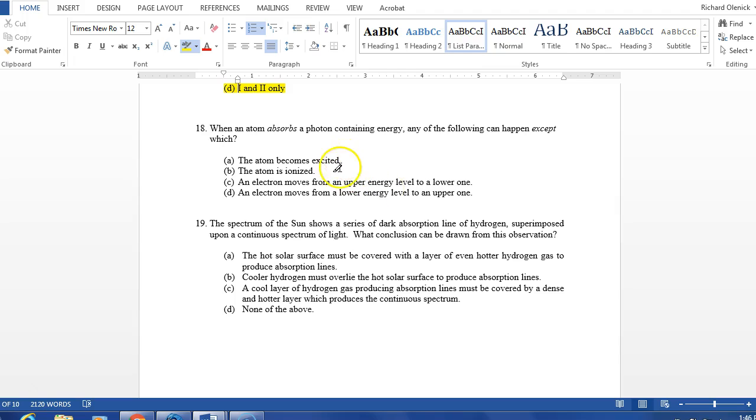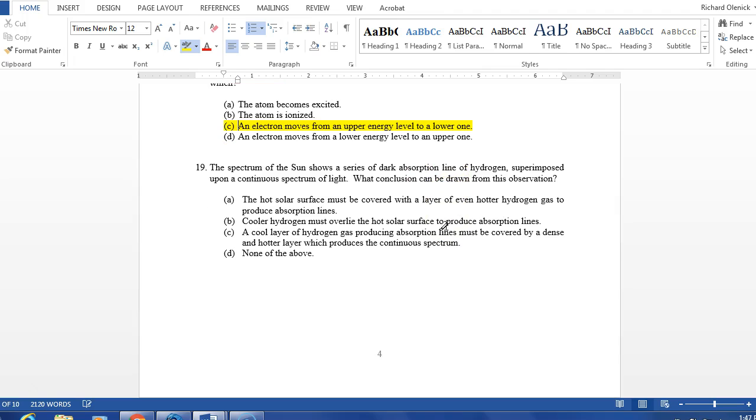When an atom absorbs a photon containing energy, any of the following can happen except which? It can become excited, it can become ionized, it has to move to a larger orbit. So C is not something that can happen.